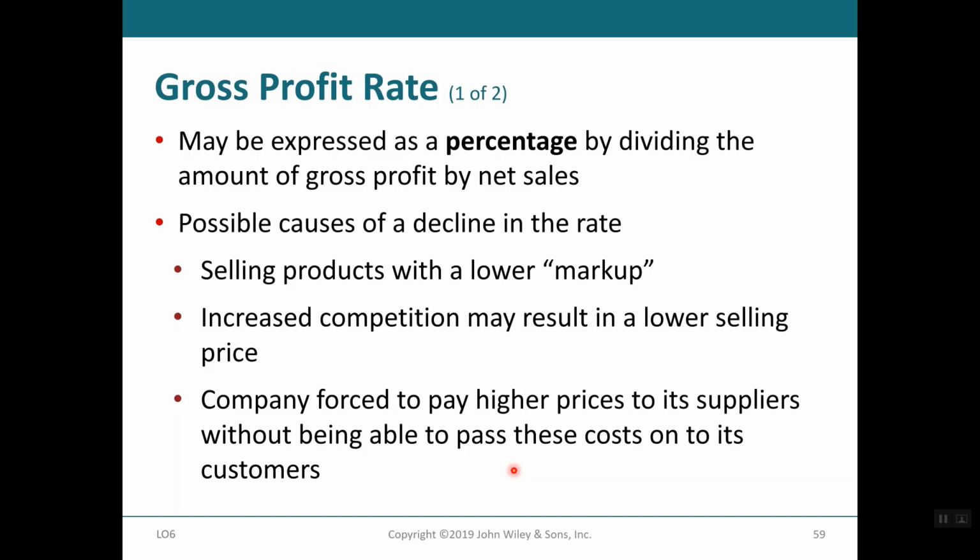Company forced to pay high price to its suppliers without being able to pass that cost to its customer. So if you're buying your inventory from a supplier who is selling so high to you, you may not be able to pass that cost to your customers, and therefore your gross profit rate percentage may be low. And that's why we always have wholesale companies where retailers buy from, because they buy at a cheaper rate and are able to sell at a good price and make profit from their own customers.